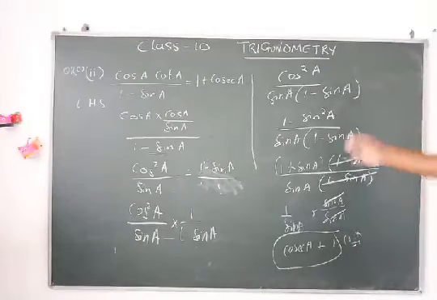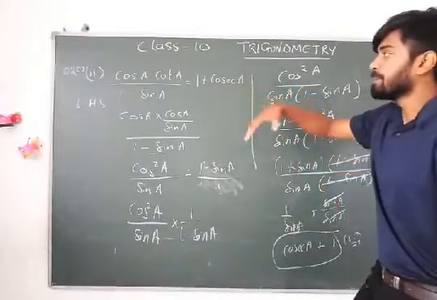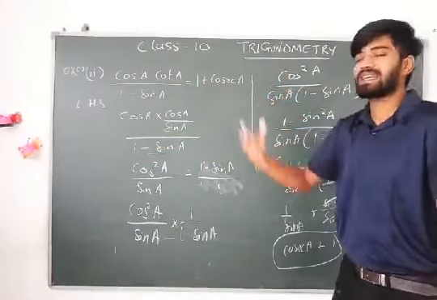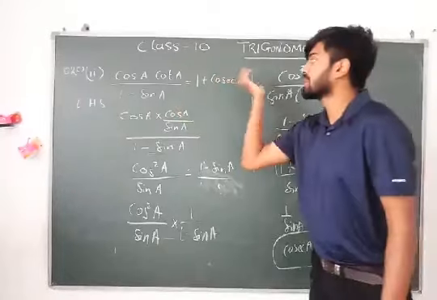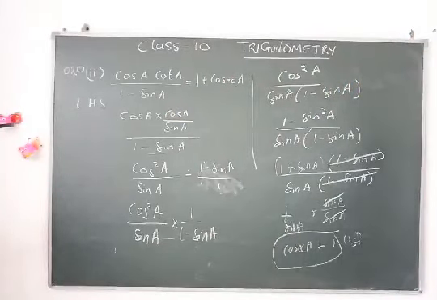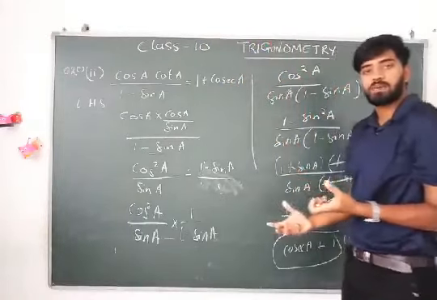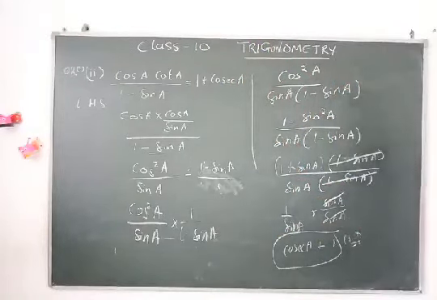Okay, so that's how you prove. What is your agenda? Your agenda is making the left hand side same as the right hand side. If you are able to make the left hand side same as the right hand side, then you are successful. Sometimes the left hand side is very big, so you can solve the left hand side as well. Okay, so I hope you understood this question. We'll move on to the next question.